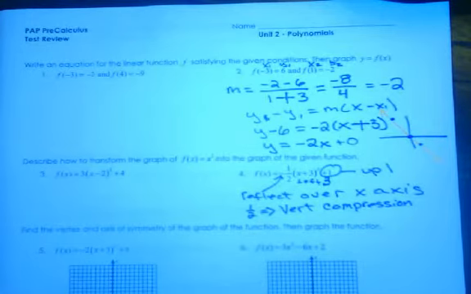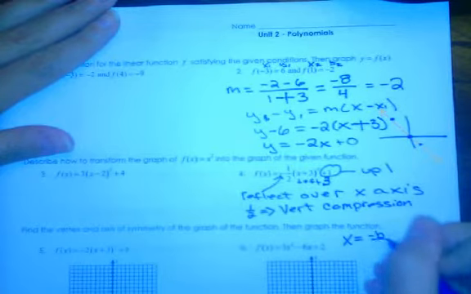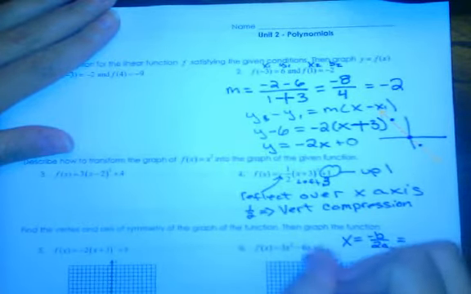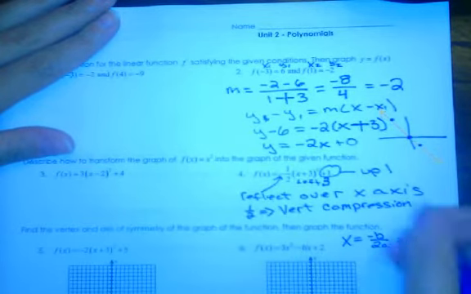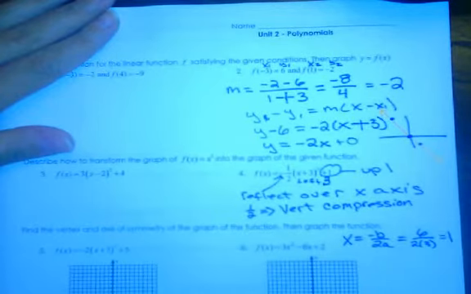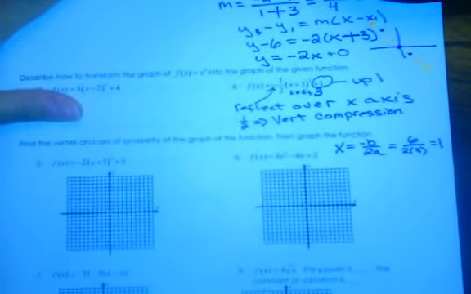All right, moving on to number 6. Find the vertex and axis of symmetry of the graph of the following functions, then graph it. Okay, so to find your axis of symmetry, remember your axis of symmetry is x equals negative b over 2a. So in this equation, negative b, well, that's the opposite of negative 6, so it's a positive 6 divided by 2 times 3, so that just gives me a 1. So my axis of symmetry is the line x equals 1.